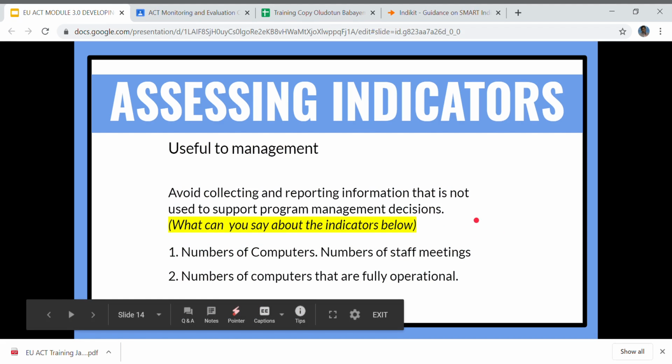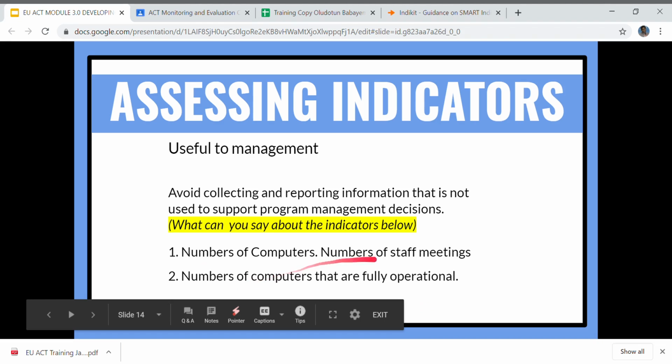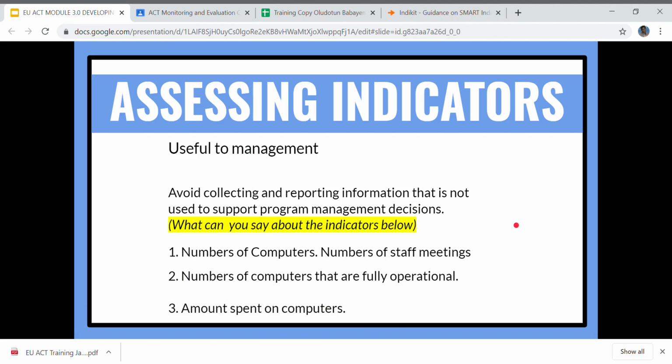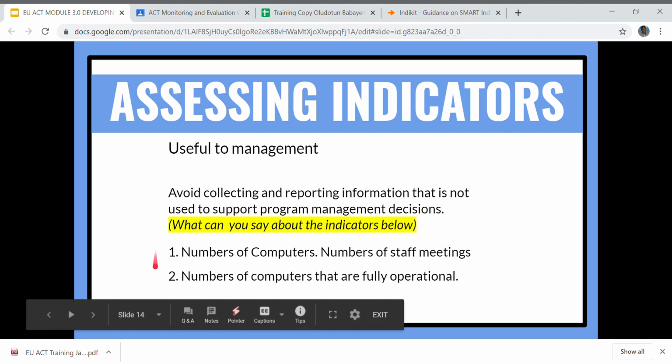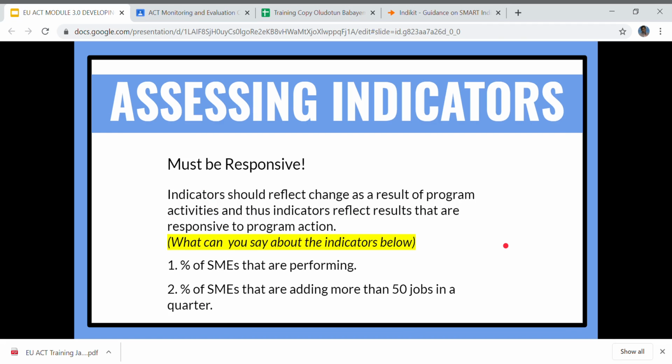And on that note, look at these three statements. So this is a question for you to answer in the comment box. Out of these three, which one do you think is useful and sensitive for management to take action? So put in the comment box what you can say about these three indicators, and which one do you think is preferable for your management to use. So answer that question in the comment box of the classroom, and we would have a discussion about that.